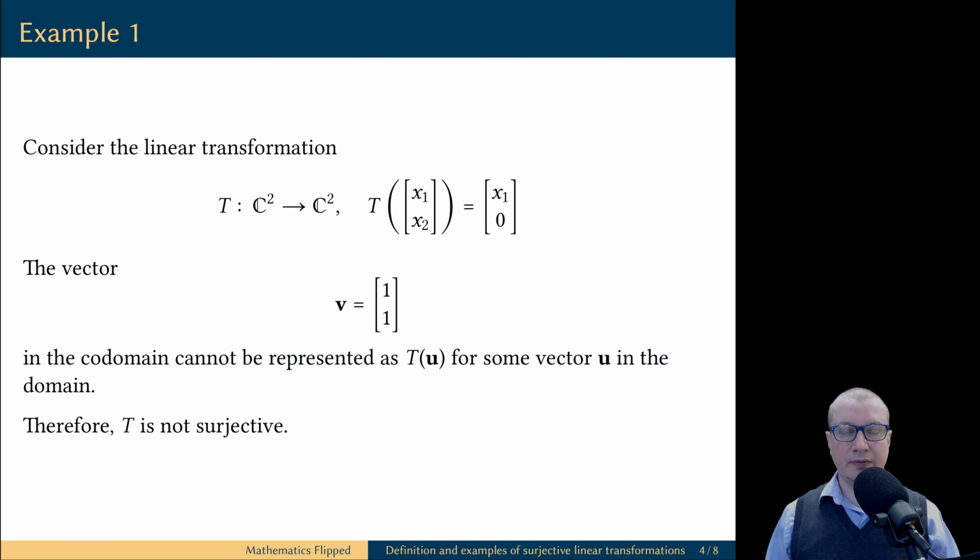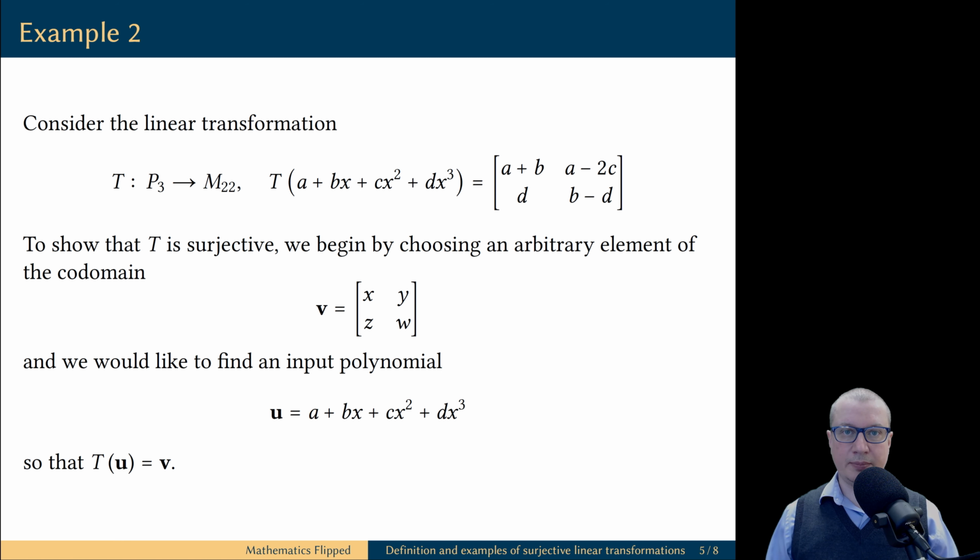Here is an example of a linear transformation from C2 to C2. The vector (1, 1) cannot be represented as a value of this linear transformation. Therefore, this linear transformation is not surjective. Let's look at another example. Here we have a linear transformation from the polynomials of degree at most 3 into 2 by 2 matrices. This linear transformation is surjective, and let me explain how to show this.